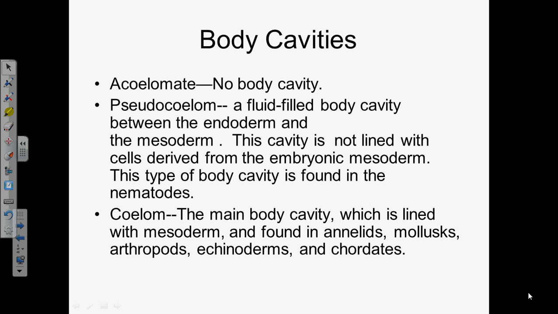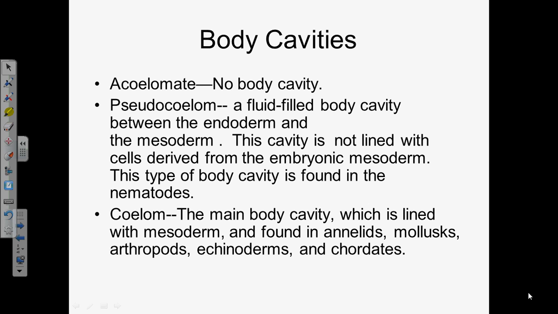There are a few animals that are acoelomate, which means no body cavity. How could you get by with not having a body cavity if you were an animal? You don't need a body cavity if you don't have what? If you don't have organs. There are a few real simple animals like sponges, like jellyfish, that don't really have organs, so they don't need a body cavity.